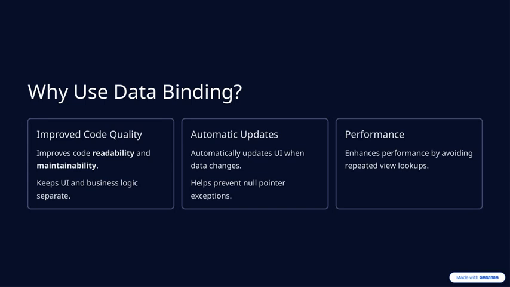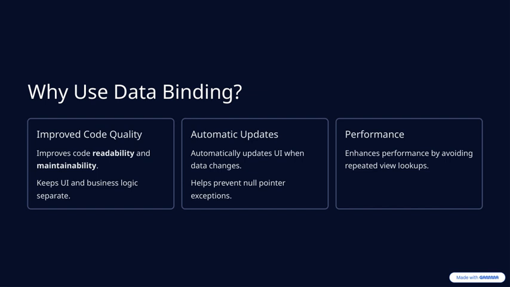So, why should we consider using data binding in our projects? Well, one of the main benefits is improved code quality. It makes our code more readable and easier to maintain, which is always a plus. Plus, it helps keep the user interface separate from the business logic, making our code cleaner and more organized.